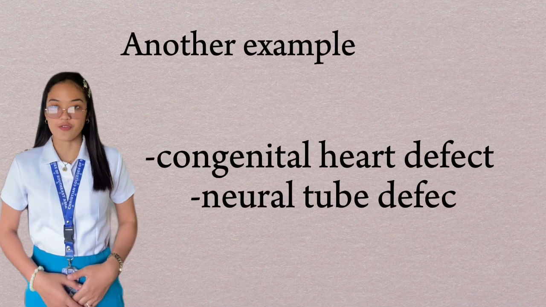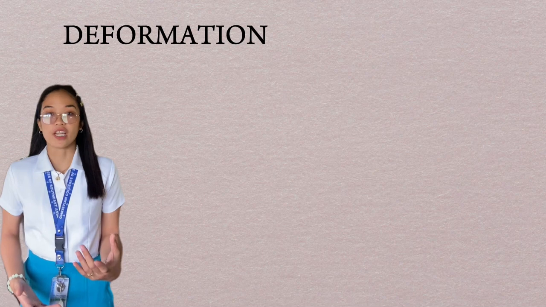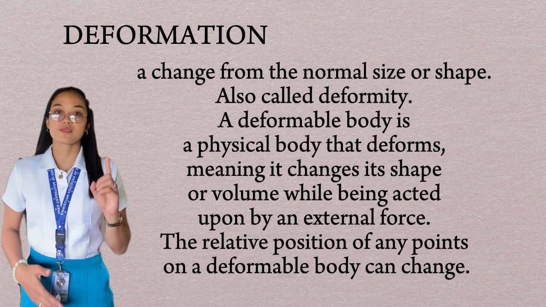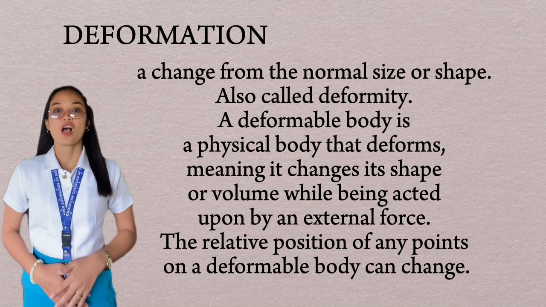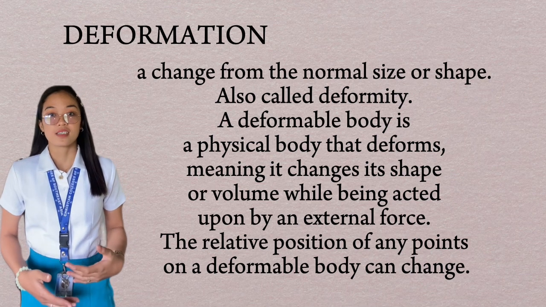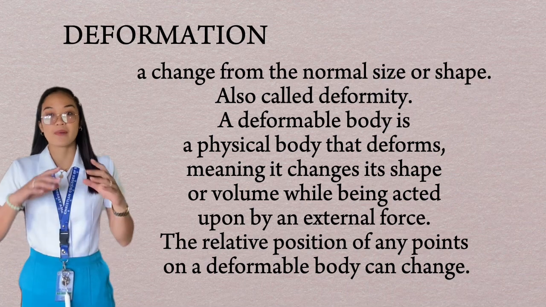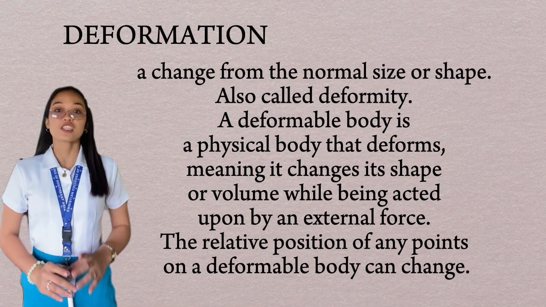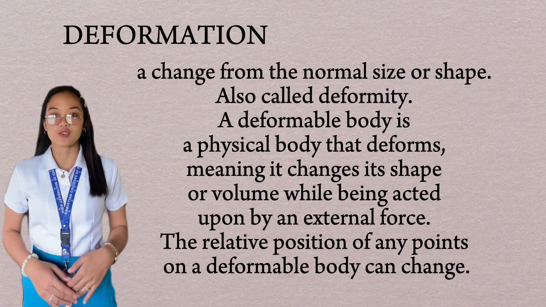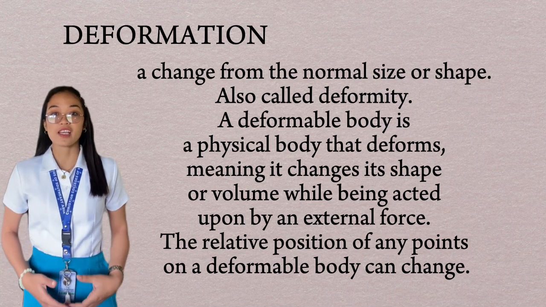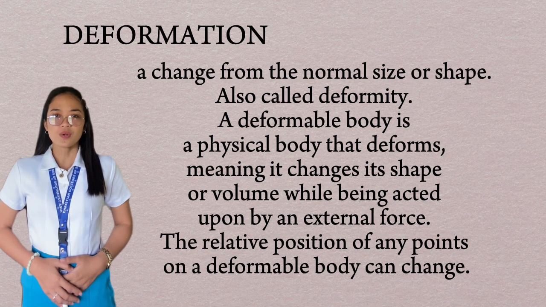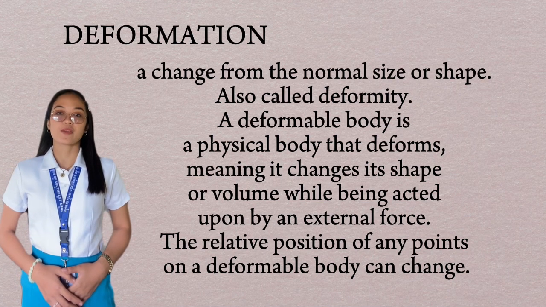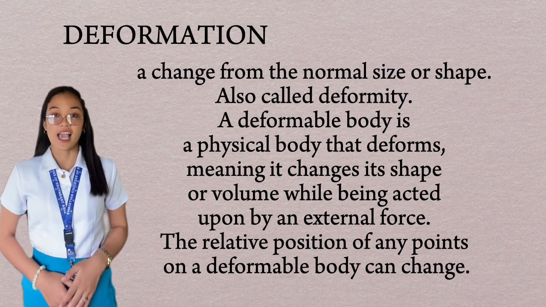Other examples are congenital heart defects and neural tube defects. The next abnormality is the deformation. Deformation is a change from the normal size or shape, also called a deformity. A deformable body is a physical body that deforms, meaning it changes its shape or volume while being acted upon by an external force. So, the relative position of any points on a deformable body can change.